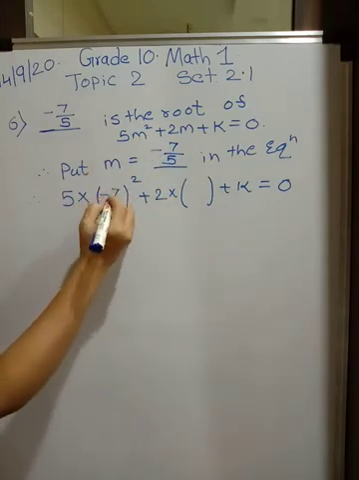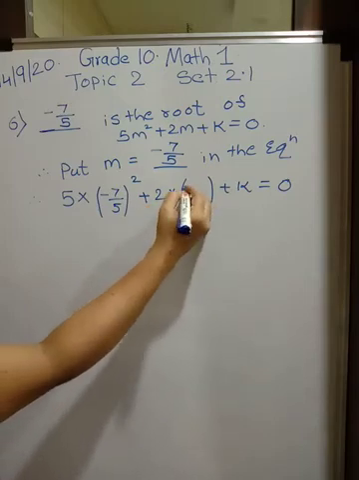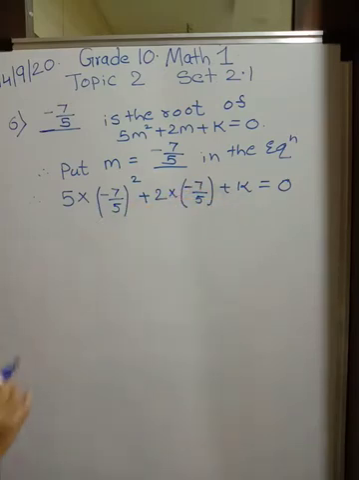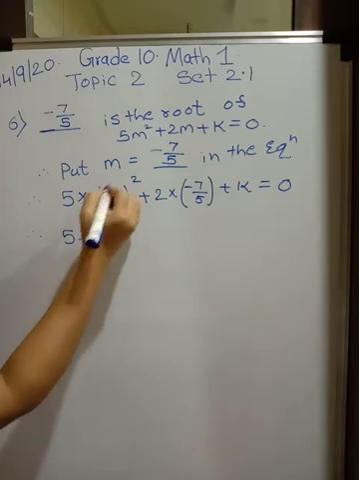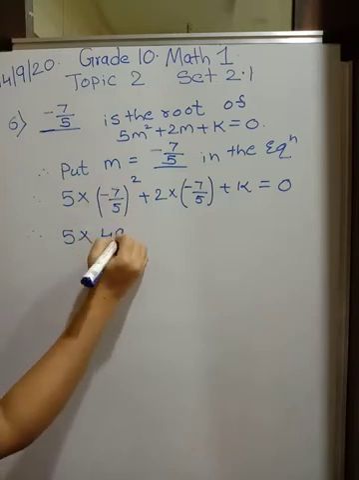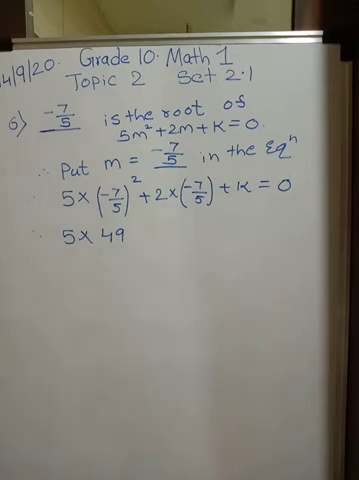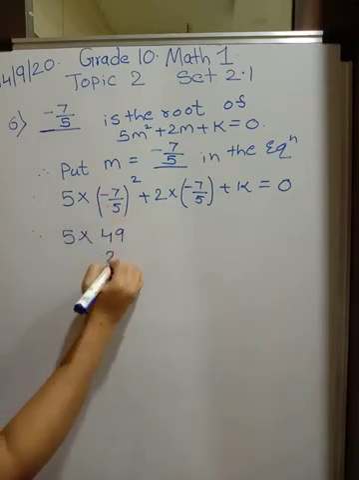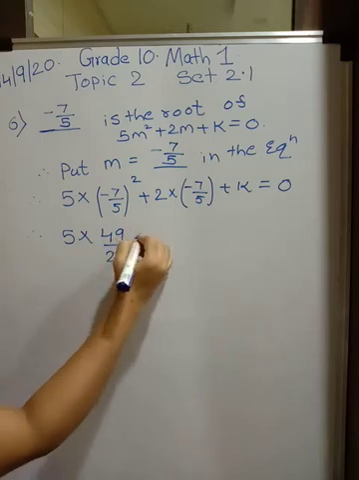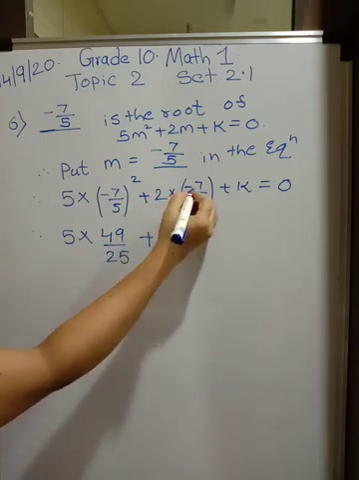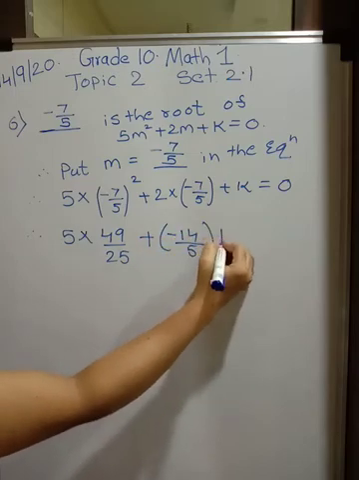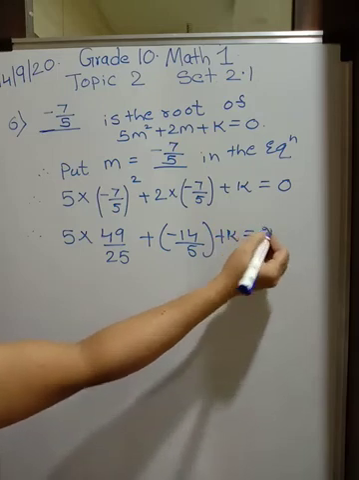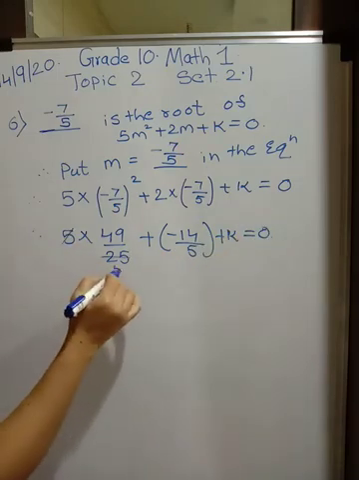So, I have here 5 into (minus 7 upon 5) square plus 2 into again minus 7 upon 5 plus k is equal to 0. Let us work out and then we will see what we are going to get. This will be equal to 5 into minus 7 is plus 49. So, we have 49 upon, this is 5 square. That means 5 into 5 will be 25 upon 25. Okay. Plus, we have 2 into minus 7 will be minus 14 upon 5 plus k will be equal to 0.